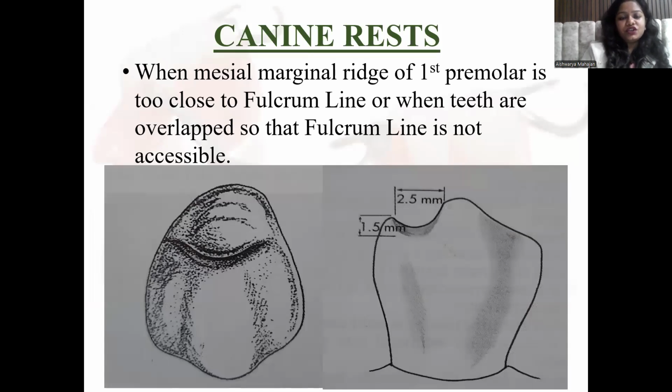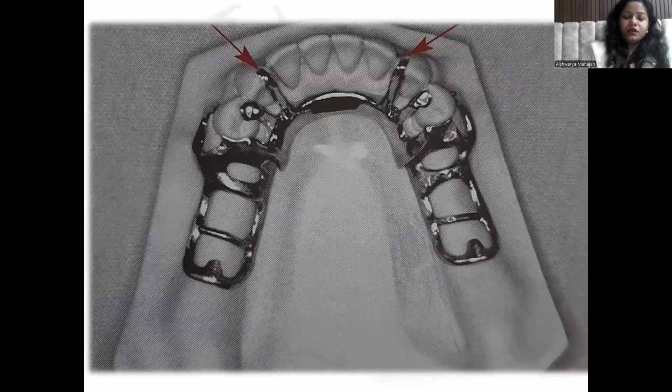Now, the next example is the canine rest. When the mesial marginal ridge of the first premolar is too close to the fulcrum line, or when teeth are overlapped, so the fulcrum line is not accessible, in such a situation we provide a canine rest. So these are examples of a canine rest.